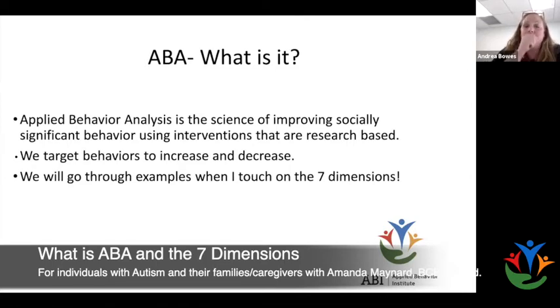So what is ABA? Applied behavior analysis is the science of improving socially significant behavior, and we use interventions that are research-based. So we target behaviors to increase. So behaviors we want to see more of, oftentimes that's skill acquisition or functional communication or another socially appropriate behavior. And then we target behaviors to decrease, so challenging behaviors that are interfering with learning, safety, things of that nature. So we always target something to increase and decrease. And then we'll go through examples when I touch on the 7 dimensions.